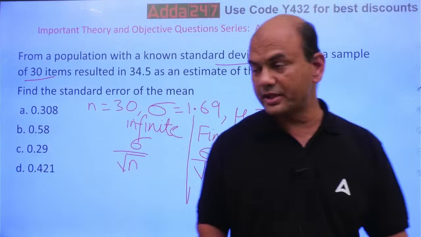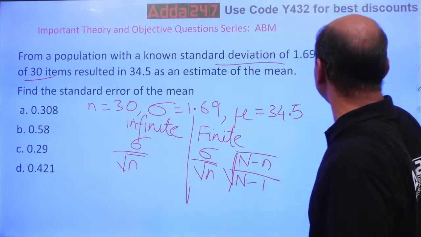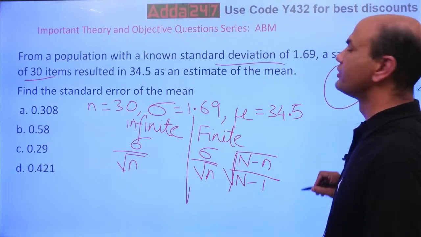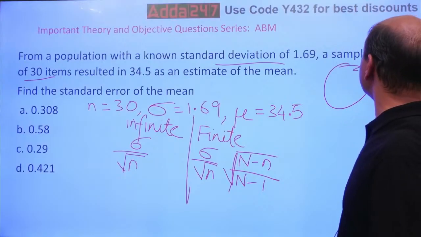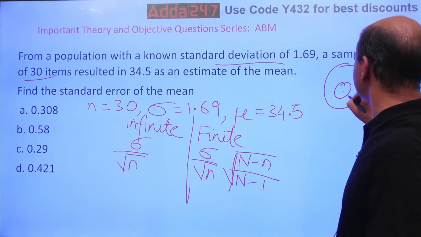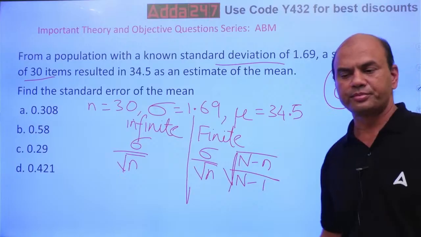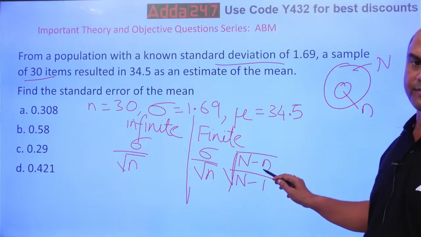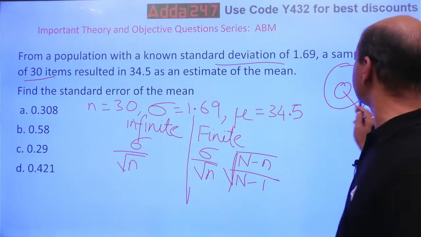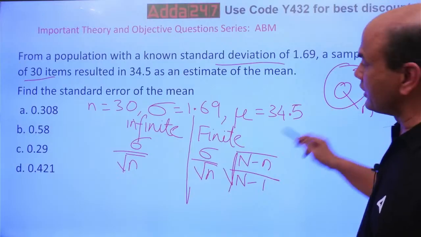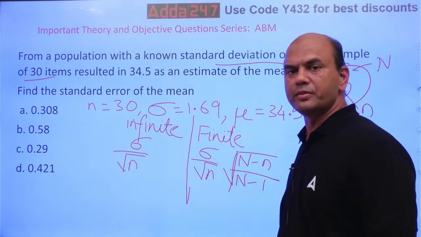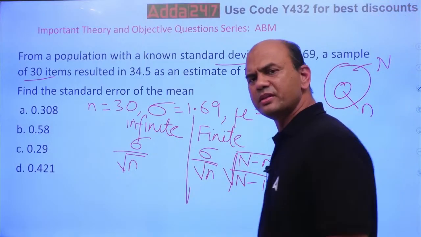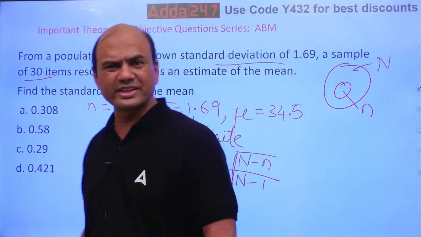If in the exam they give you this capital N, meaning the population size, and this is small n, then you have to use this formula. If in the exam they don't give you this capital N, then you have to use the infinite population formula. Now use it, it's very simple.